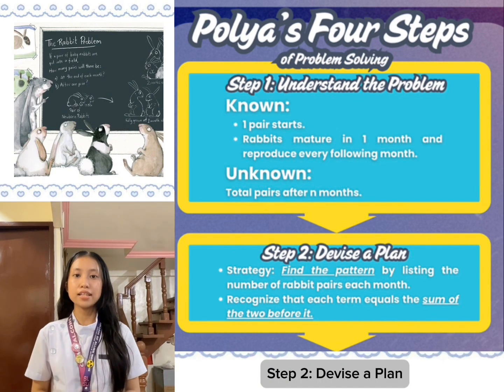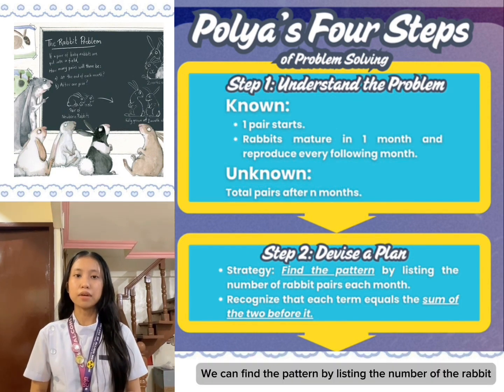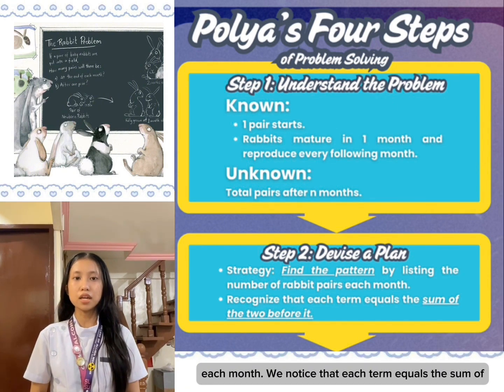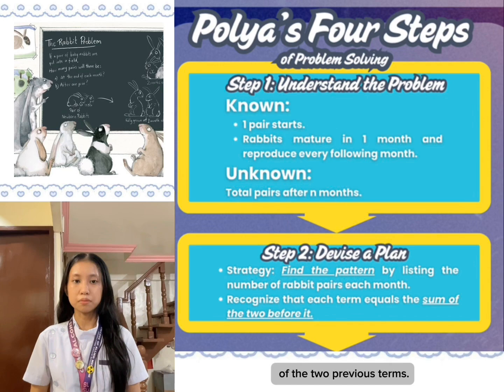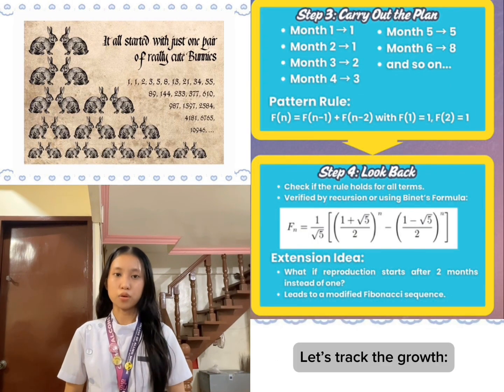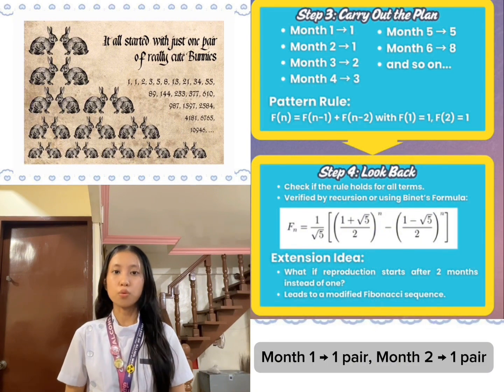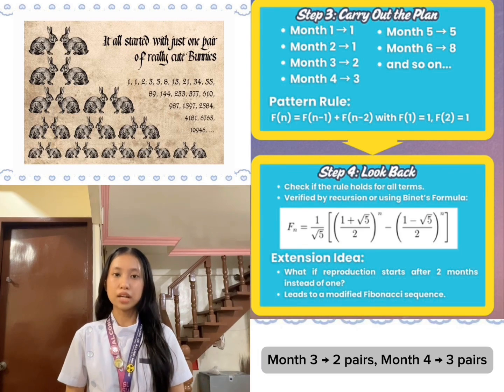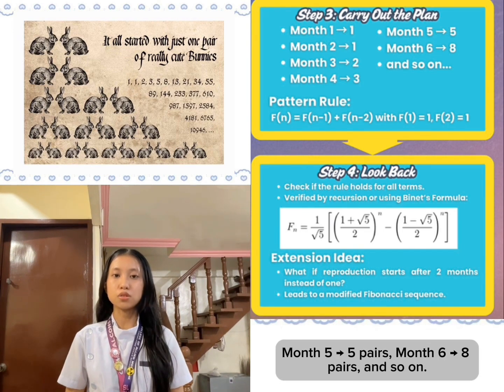Step 2. Devise a plan. We can find the pattern by listing the number of rabbit pairs each month. We notice that each term equals the sum of the 2 previous terms. Step 3. Carry out the plan. Let's track the growth. Month 1 is equal to 1 pair. Month 2 is equal to 1 pair. Month 3 is equal to 2 pairs. Month 4 is equal to 3 pairs. Month 5 is equal to 5 pairs. And month 6 is equal to 8 pairs, and so on.